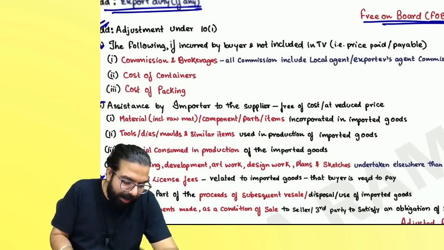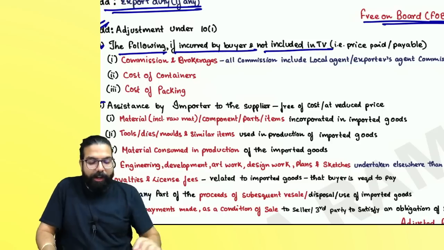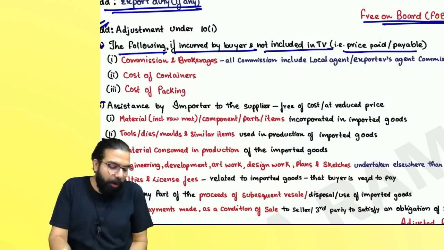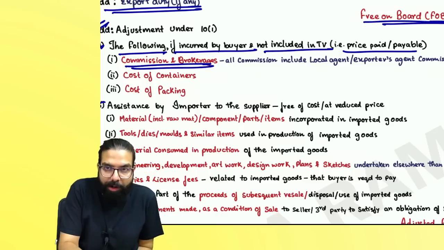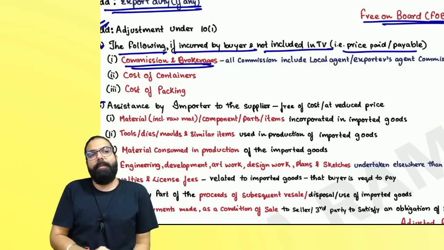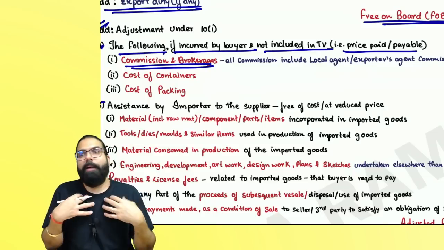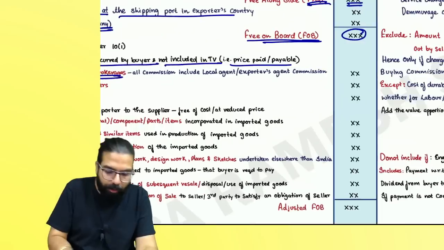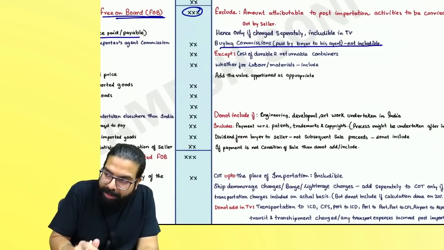Section 10(1)(a) goes ahead and says that the following, if incurred by the buyer, are not included in the transaction value, that is the price paid or payable. Commission and brokerage, please include. Remember, all the commission and brokerage should be included, but not buying commission. Please don't include any buying commission. That is paid by the buyer to his agent, not to be included. I have written it on the side over here. Buying commission, if paid by the buyer to the agent, is not included.